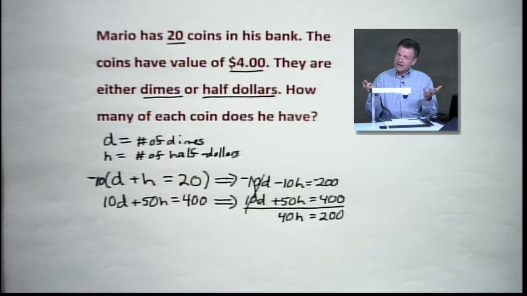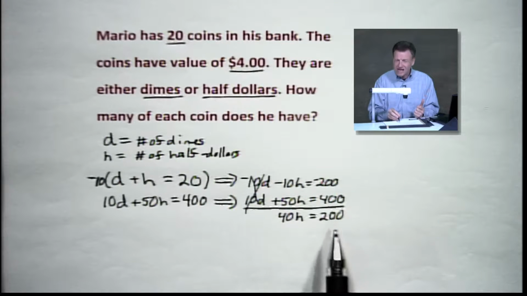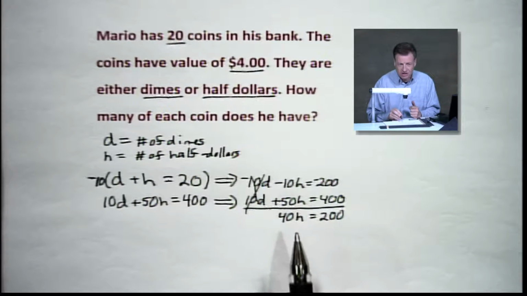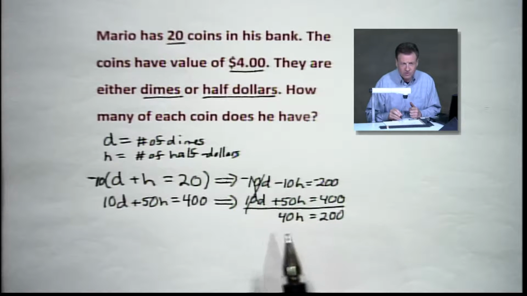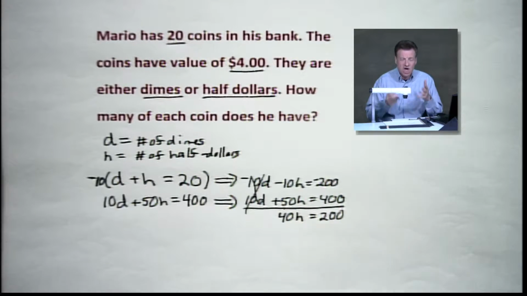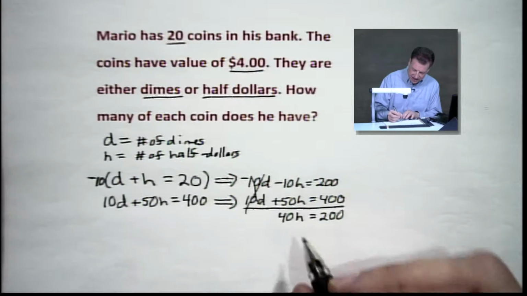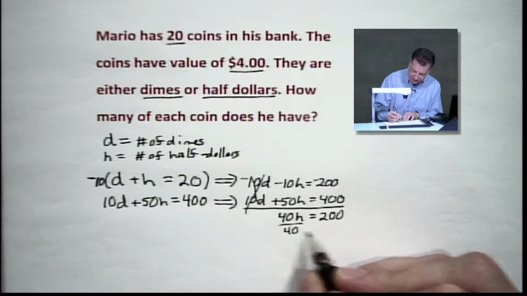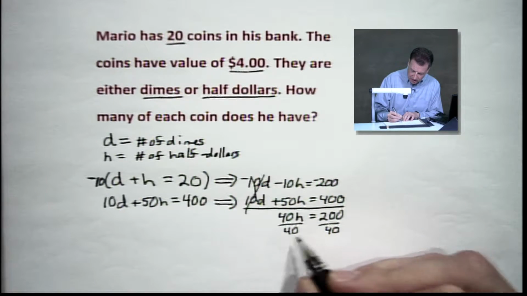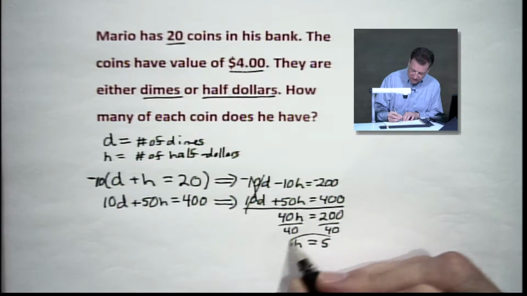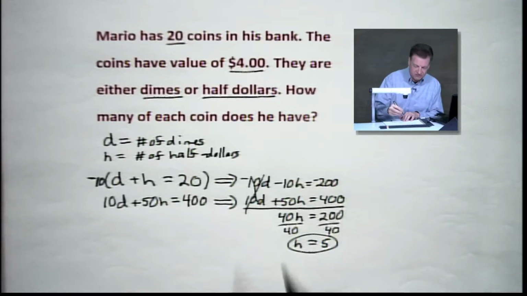Now remember, you're counting how many coins you've got. So this answer should be positive and it should be integral. You can't have 2.5 quarters or 2.5 nickels or 2.5 dimes in this case, or 2.5 half dollars. You've got to have positive integers for your answers on this. So be sure that's happening. It is going to happen because 40 divides in there nicely. That's going to give us H equal to 5. So right now it looks like we have 5 half dollars.